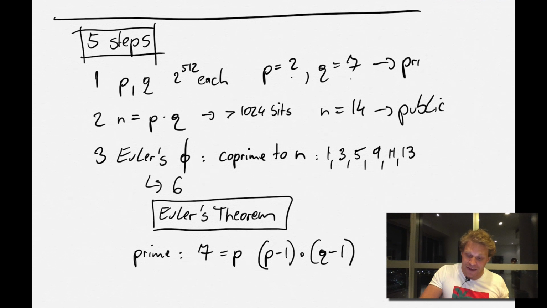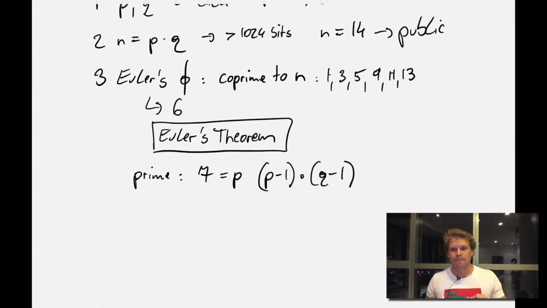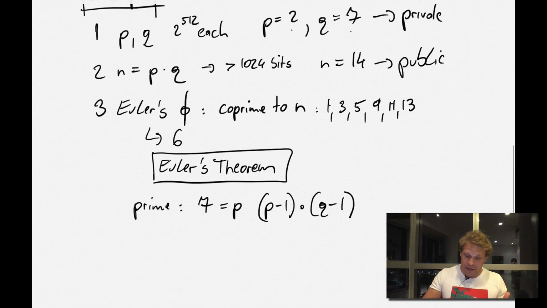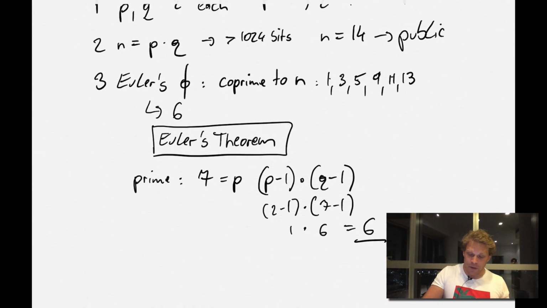This has to stay private, and the reason it has to stay private is so that no one can calculate phi. I will tell you why it's essential not to be able to calculate phi in a second, so right now you just have to take it. So let's do this: we have 2 minus 1 times 7 minus 1. That's 1 times 6, it's 6, which is the same thing that we did by counting. Very straightforward. So that's step 3, calculate Euler's phi.